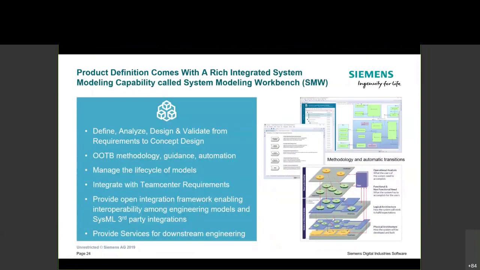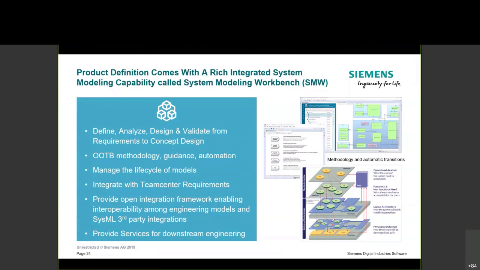Okay, so at Siemens, product definition comes with a rich integrated system modeling capability. I think Samuel mentioned that in the introduction. We call it System Modeling Workbench. Anybody familiar with Capella Arcadia will recognize the screenshot. So we have been integrating Capella Arcadia together with Teamcenter. Why do we want to do that? Well, again, it's a matter of defining, analyzing, designing, and validating from requirements to concept design. And again, integrated to this information model I mentioned multiple times.